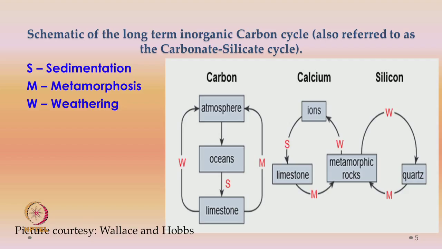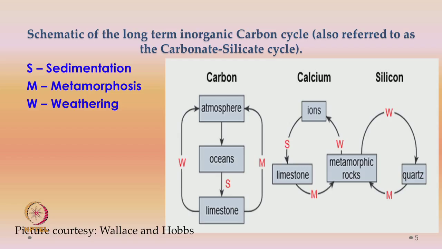This is called the carbonate silicate cycle, okay. The terminology is S means sedimentation, M means metamorphosis or change, and W is the weathering, okay. So the three elements involved are carbon, calcium and silicon. So it is also called the carbonate silicate cycle. This is from A Brief Survey of the Atmosphere by Professor Wallace and Professor Hobbs. So this is a very famous book, the Wallace and Hobbs, okay.